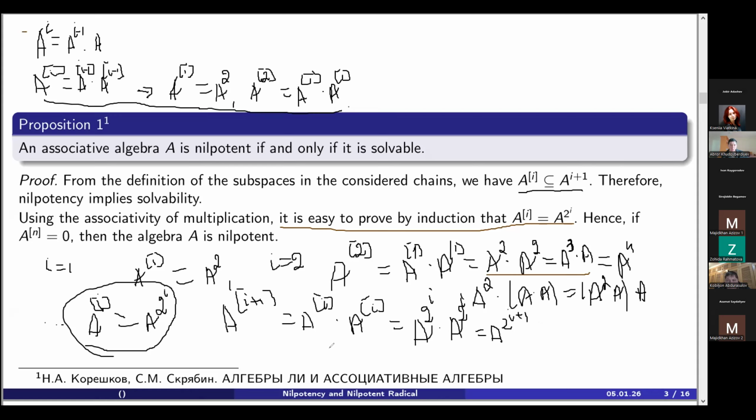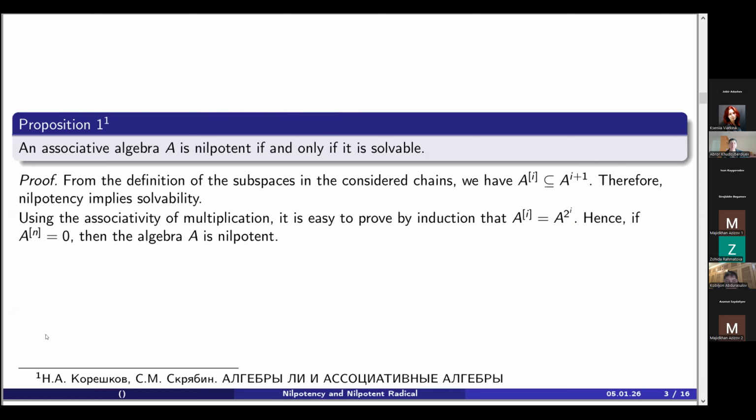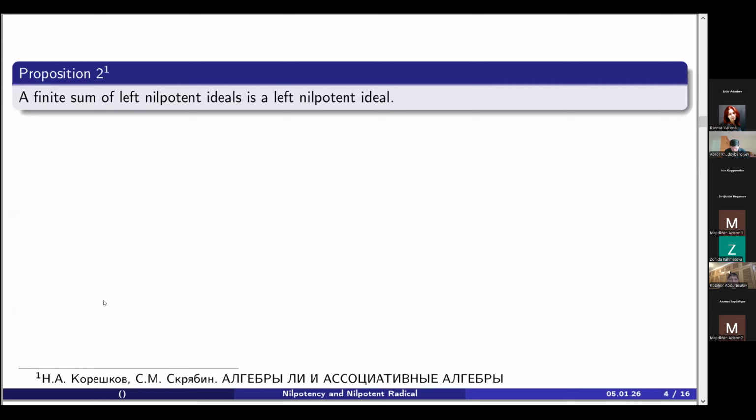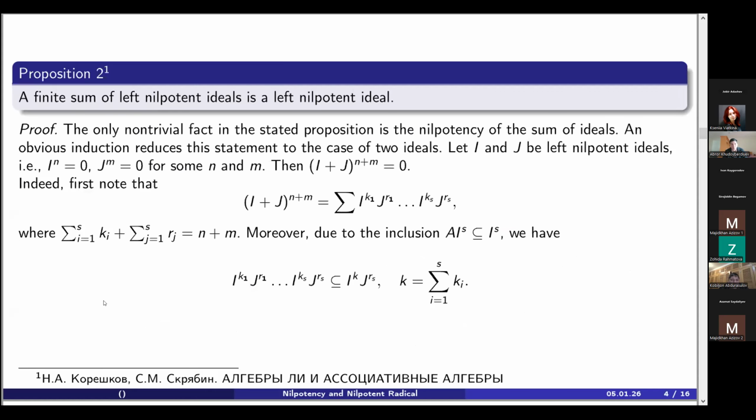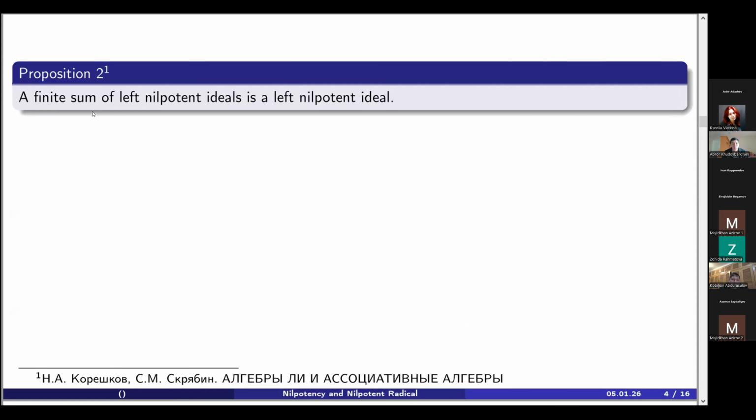So the nilpotency and the solvability for associative algebras are the same, yes? Okay. Proposition 2. A finite sum of left nilpotent ideals is a left nilpotent ideal. Proof.